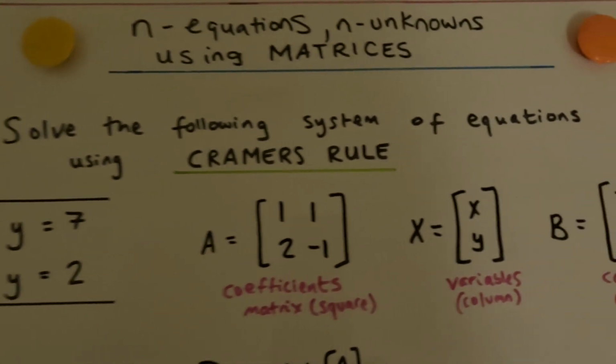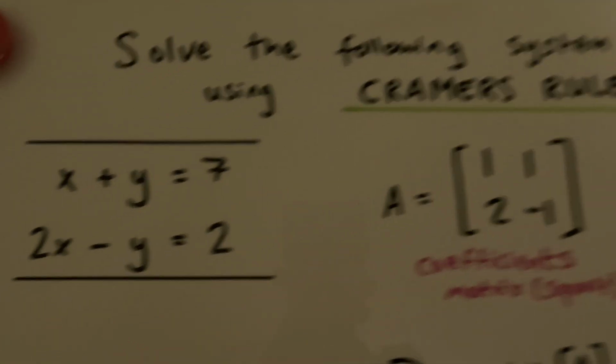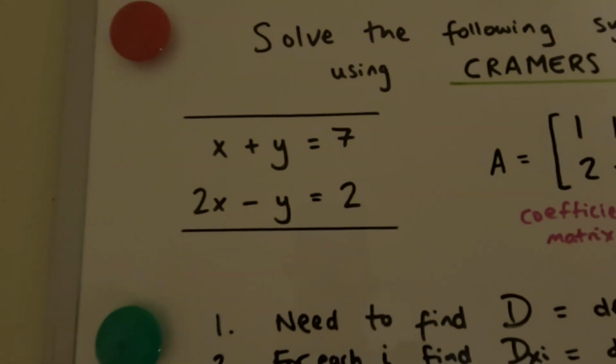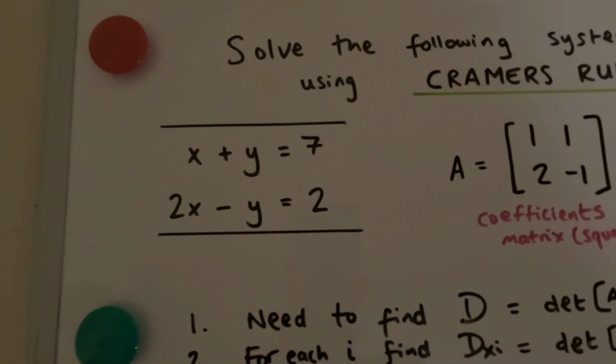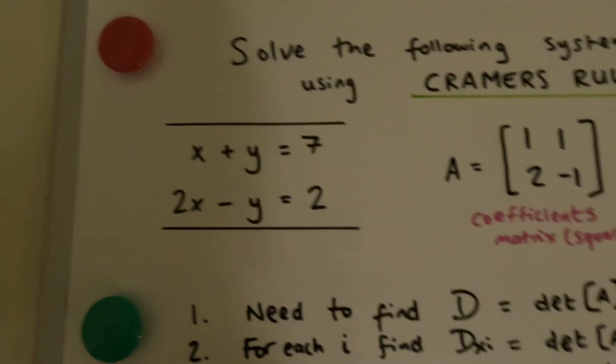So solve the following system of equations using Cramer's Rule. If we have a system of this form, x plus y equals 7, 2x minus y equals 2, so that's a 2 by 2 system. It's two equations and two unknowns.